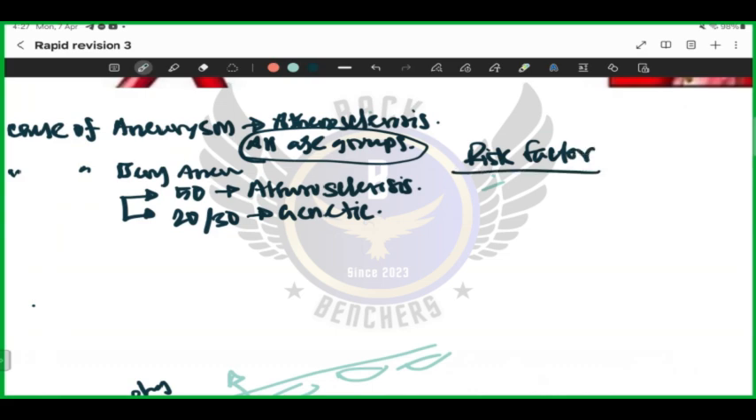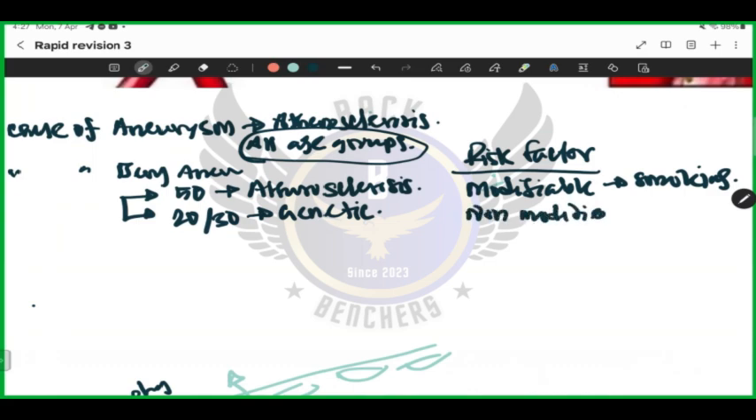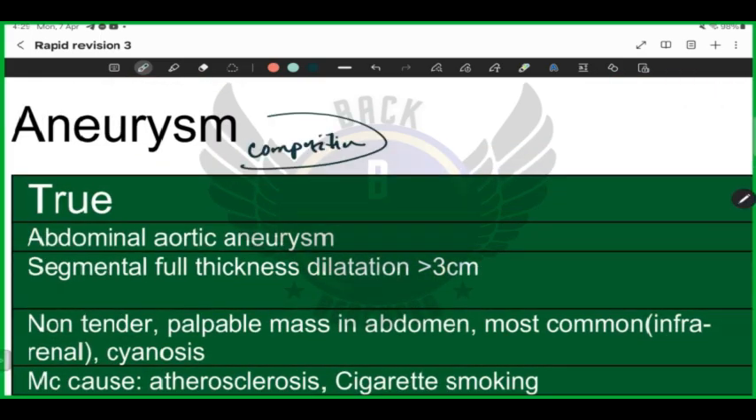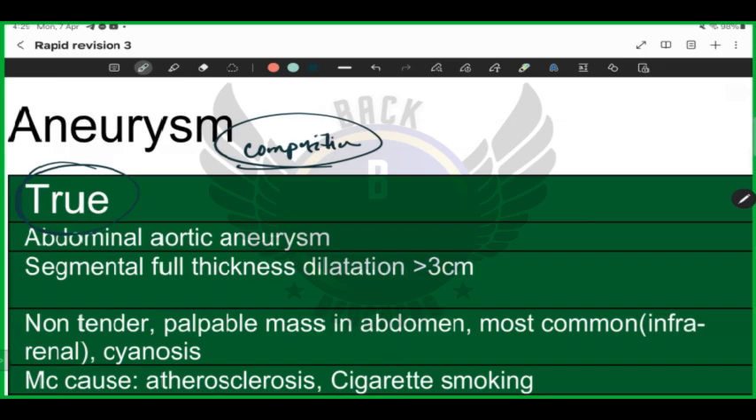Leading risk factor. Remember, modifiable: one thing only, smoking. There are others too, but for revising, modifiable, smoking, that's most commonly asked in exam. Non-modifiable, age. According to composition of the aneurysm, we have only two types: true aneurysm, false aneurysm.